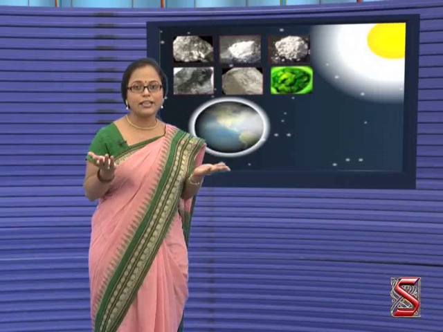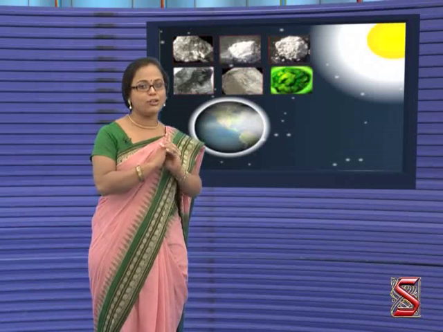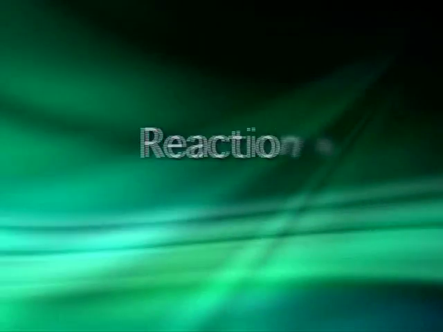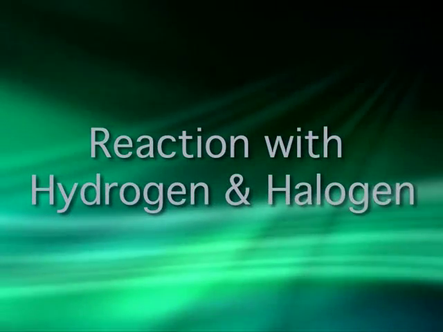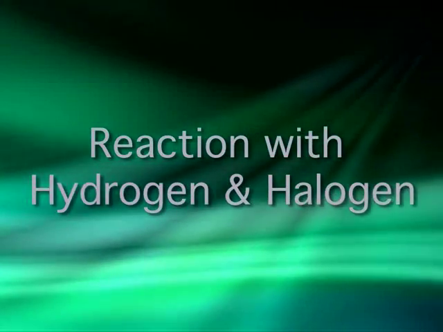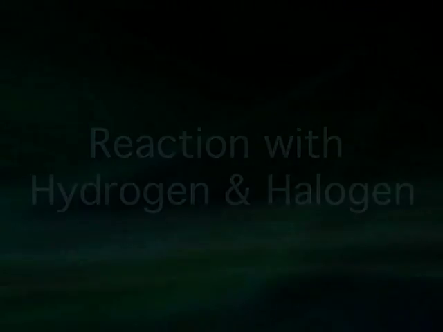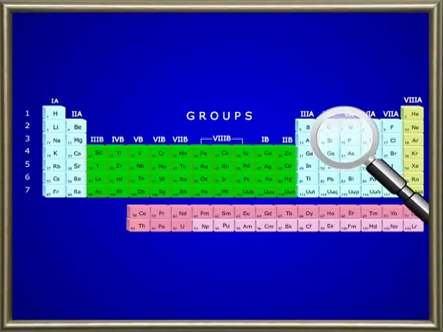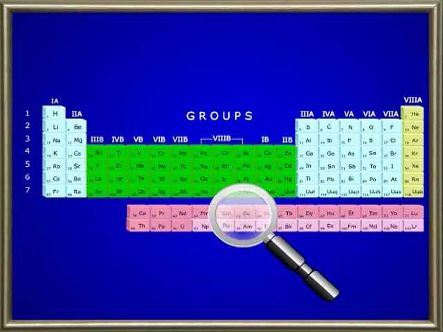You saw the way the alkaline earth metals react with others. Let's see some more reactions of these metals. This time we take the reactions with hydrogen and halogens. Do you know that chlorine is a halogen? Reaction with hydrogen and chlorine. Let's see how the alkaline earth elements react with hydrogen.